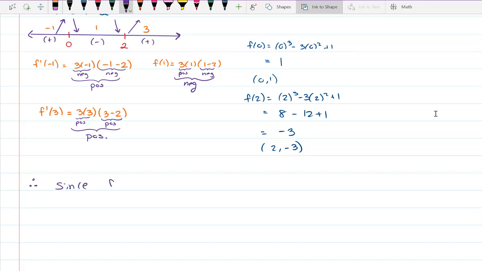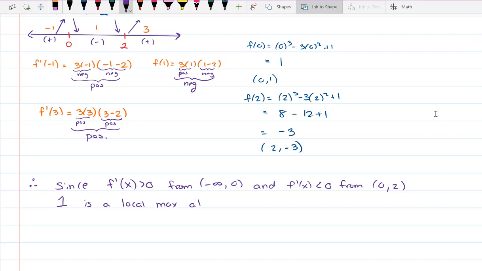Since f prime of x is greater than 0 from negative infinity to 0, and f prime of x is less than 0 from 0 to 2, then that means 1 is a local max at x equals 0.